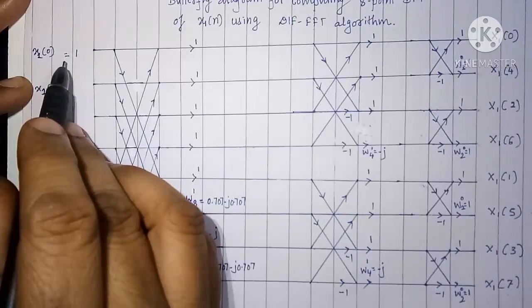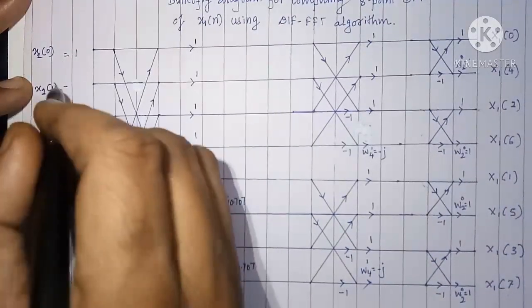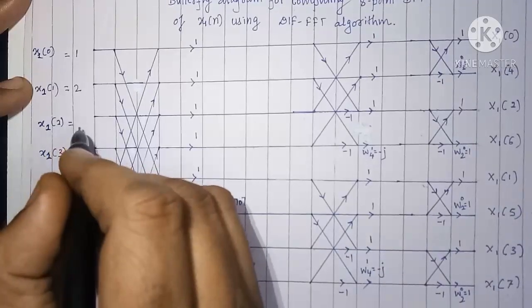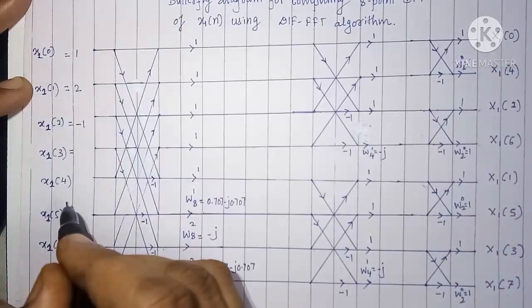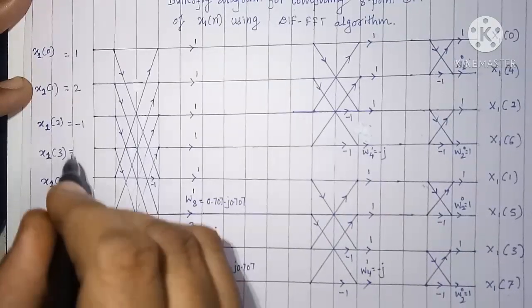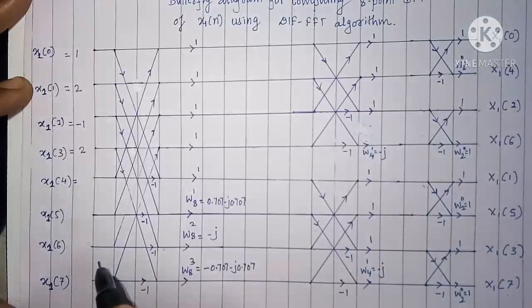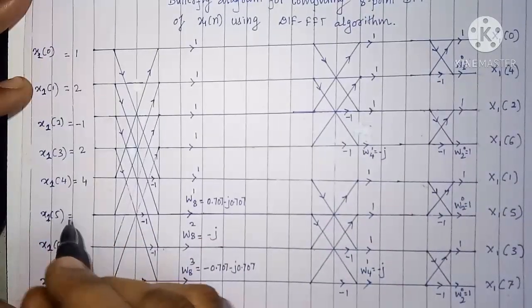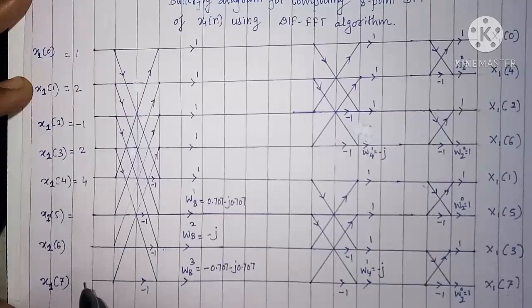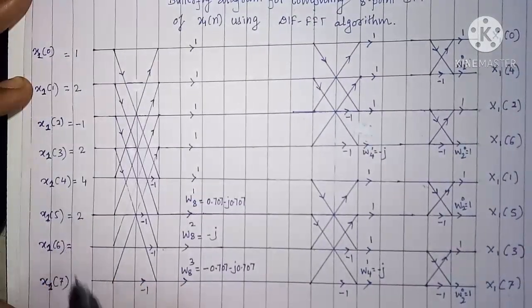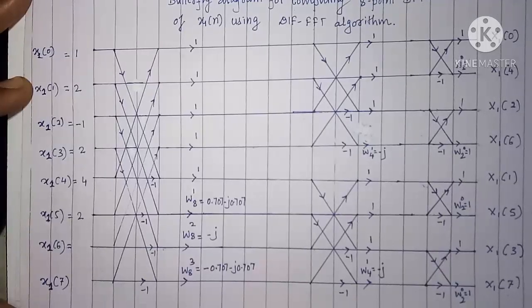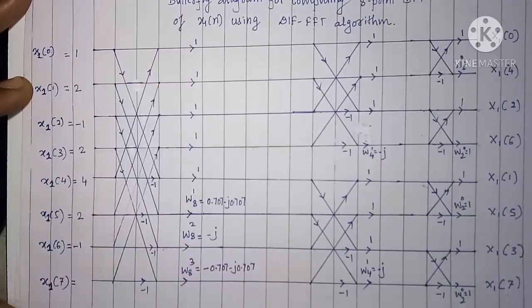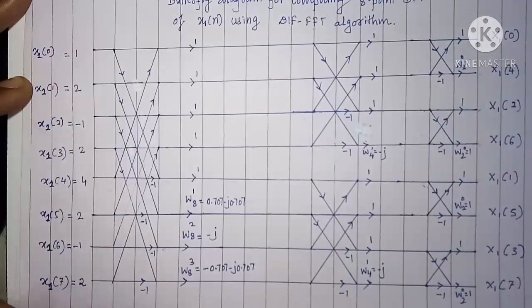x1 of 0 is 1, x1 of 1 is 2, x1 of 2 is minus 1, x1 of 3 is 2, x1 of 4 is 4, x1 of 5 is 2, x1 of 6 is minus 1, x1 of 7 is 2.